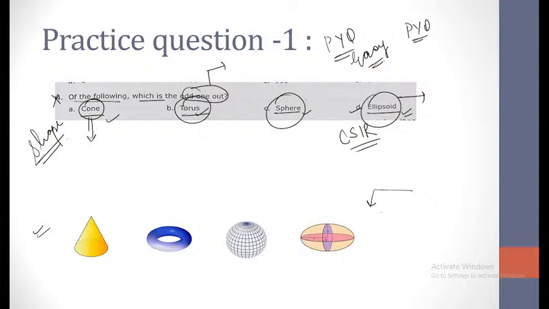Okay, very good. Others, what is the answer for this question? B. Okay, very good, Harshit. Other students? Cone. Okay, Kavita. Other students, quickly. This question should not take more than a minute in the examination.